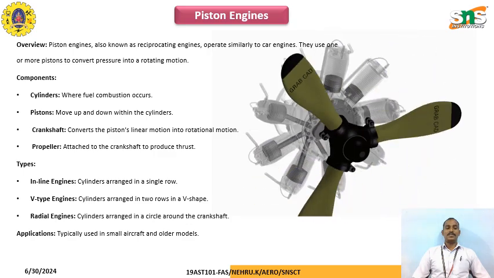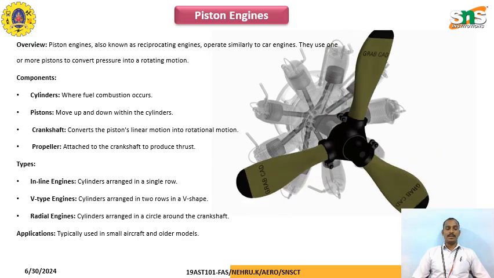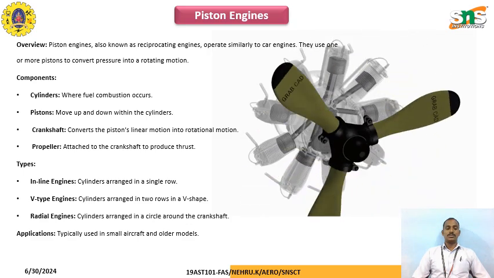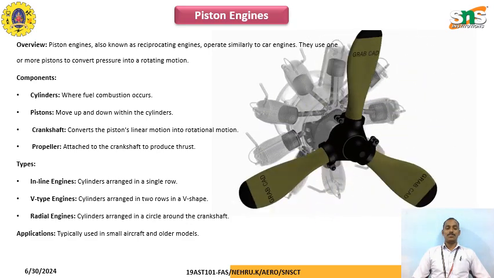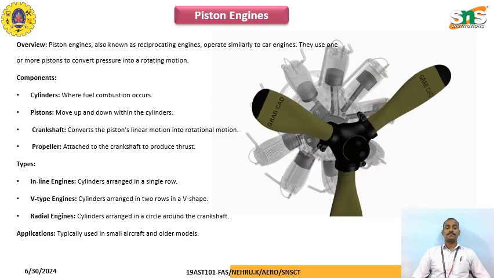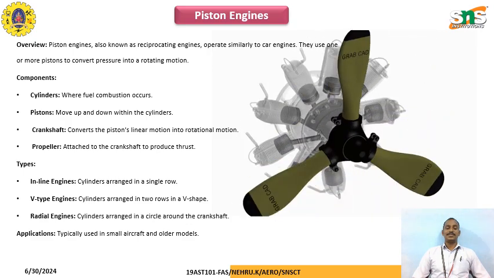The major components of the piston engine are cylinder, piston, crankshaft, and propeller. Cylinder, where the fuel combustion occurs; piston, which moves up and down within the cylinder; crankshaft, which converts the piston's linear motion into rotational motion; propeller, which is attached to the crankshaft to produce thrust.